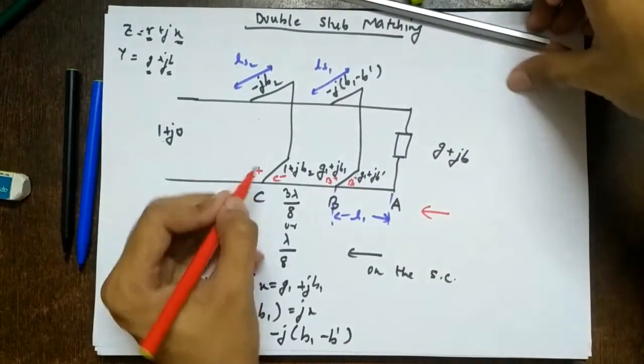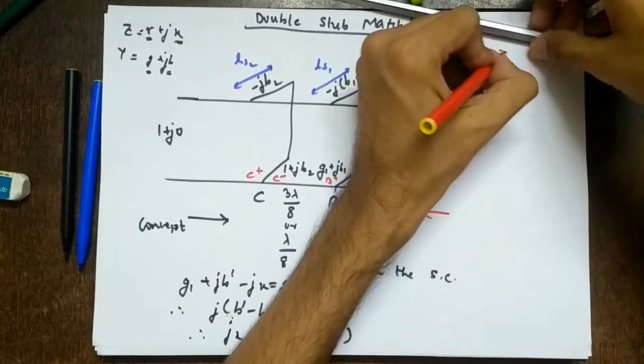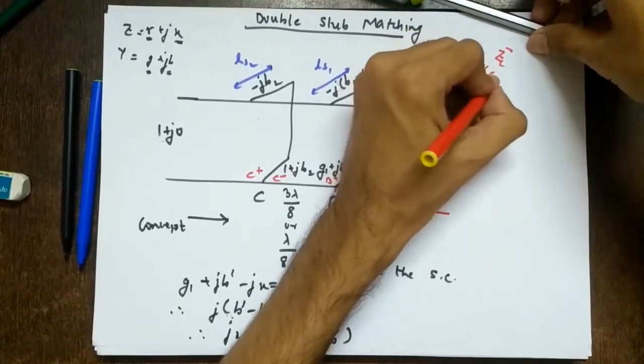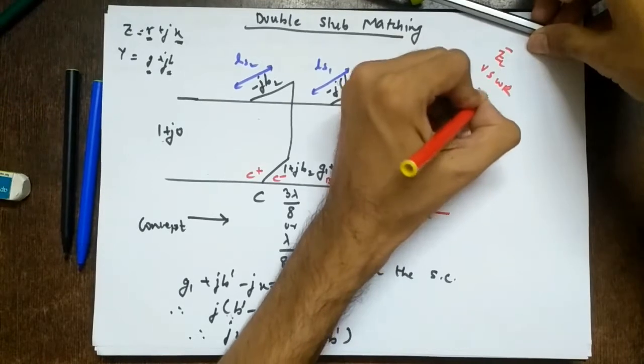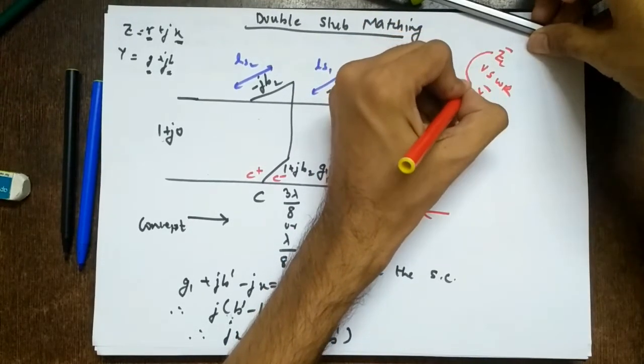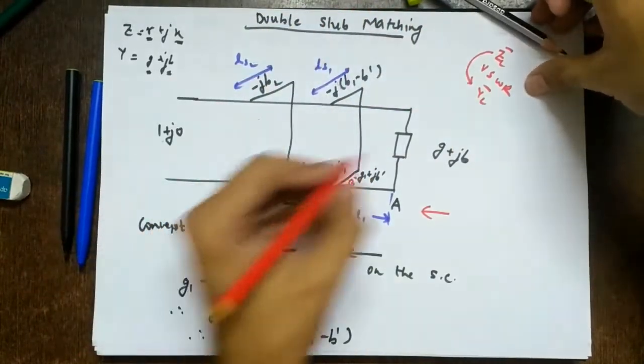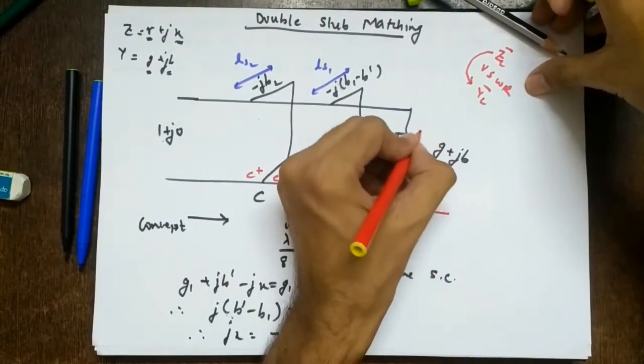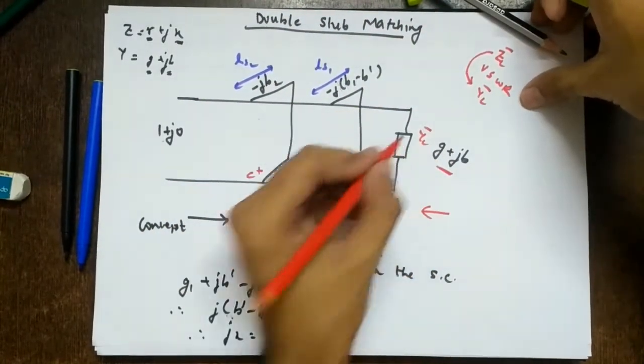So first, what will we do? ZL will be given, so plot ZL bar on the Smith chart. Then draw the VSWR circle. Then plot YL bar. How will YL bar be plotted? It is the diametrically opposite point on the VSWR circle of ZL bar. So we get G plus JB. YL bar is G plus JB. So this is point A.